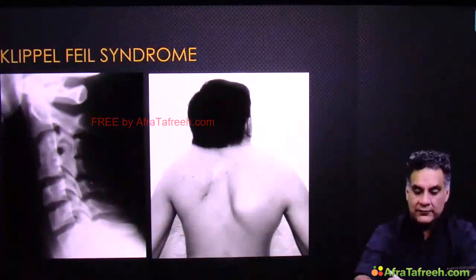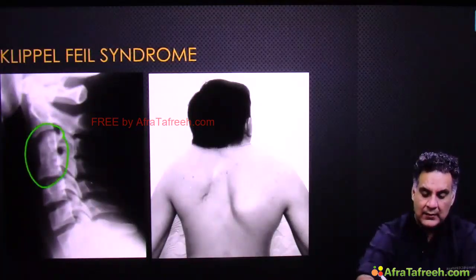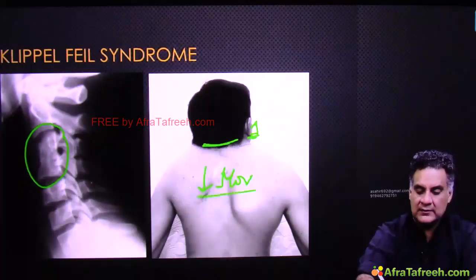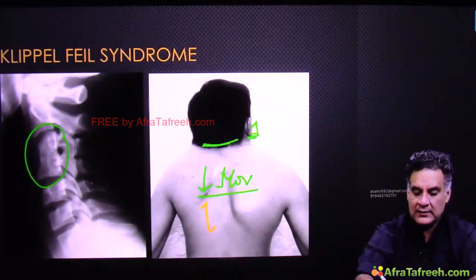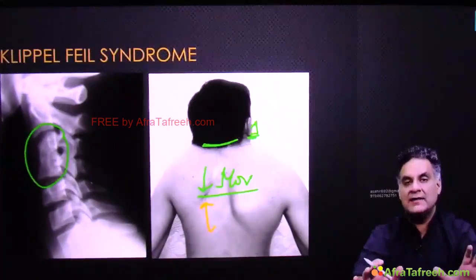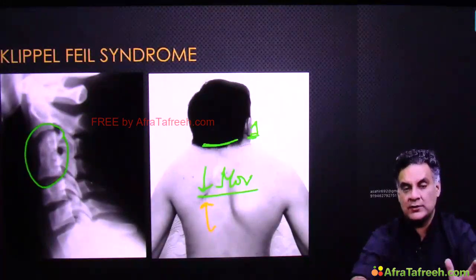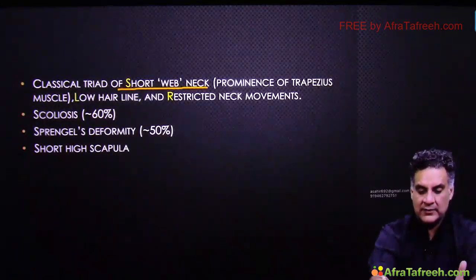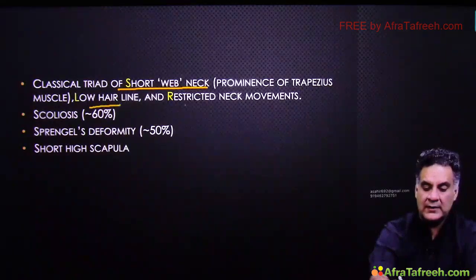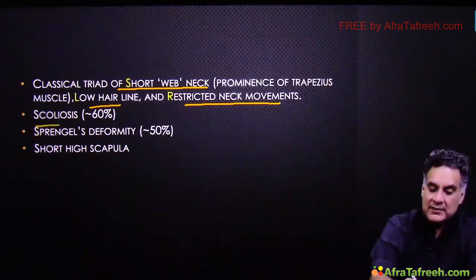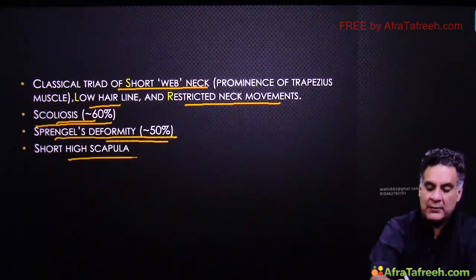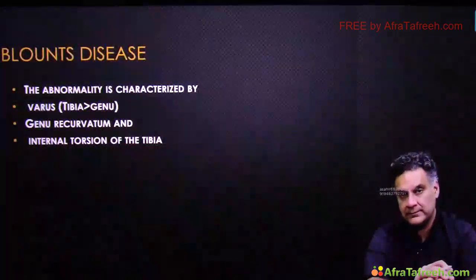If there is a fusion of cervical vertebra, you will have short neck which is webbed, low posterior hairline, decreased movement. This is Klippel-Feil syndrome. It is associated with a short, high scapula called as Sprengel shoulder. The classical triad is a short webbed neck of Klippel-Feil syndrome, low hairline, decreased neck movement. 60% cases have spine deformity of scoliosis. 50% have short, high scapula called as Sprengel shoulder.